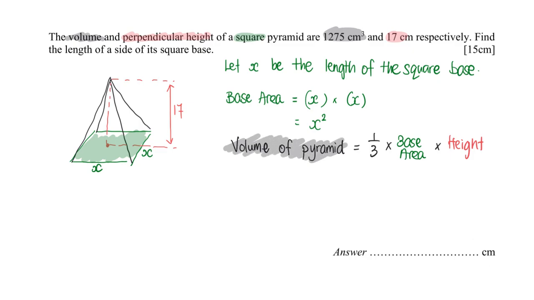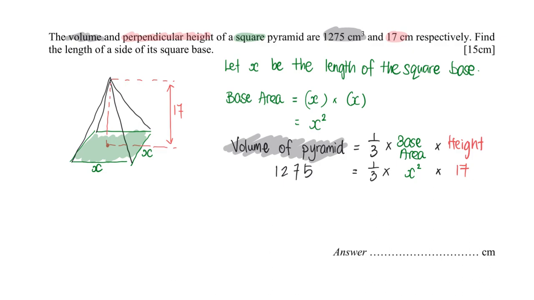We have the volume 1275. We have the base area now, x squared, and we have our height 17, right? So now we just need to solve for x.